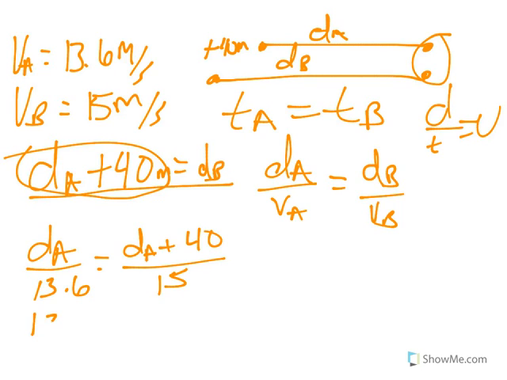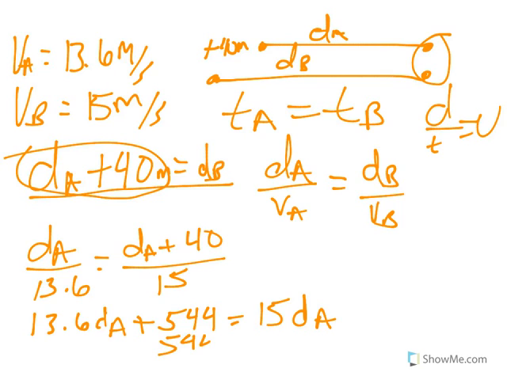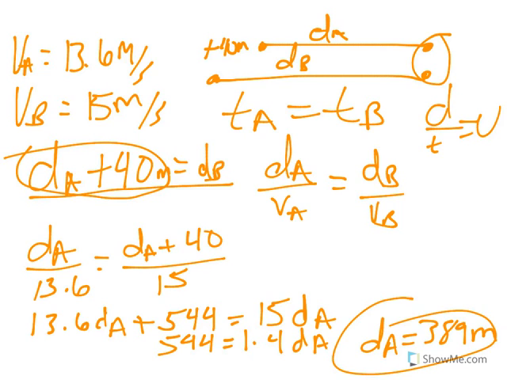And that gives me 13.6 dA plus 40 times 13.6, which is 544, and that's equal to 15 dA. Then I solve for dA, and I get 544 equals 1.4 dA. And if I solve for dA, I get 389 meters. So I'm almost there.